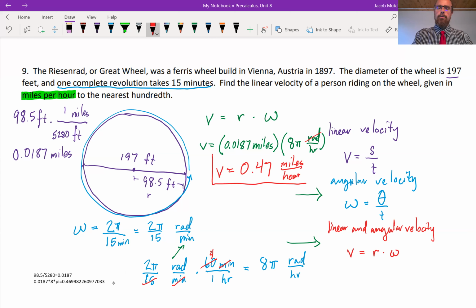So a very similar strategy to what we used here in number 9 as in the previous example. We had to use two of these formulas, the linear and angular velocity bridge formula and also the angular velocity formula, along with unit conversions.